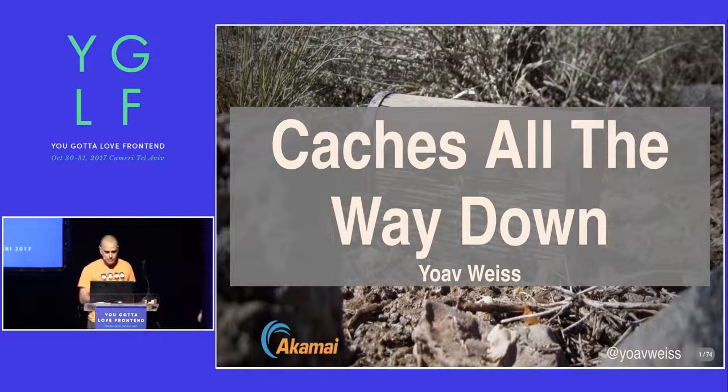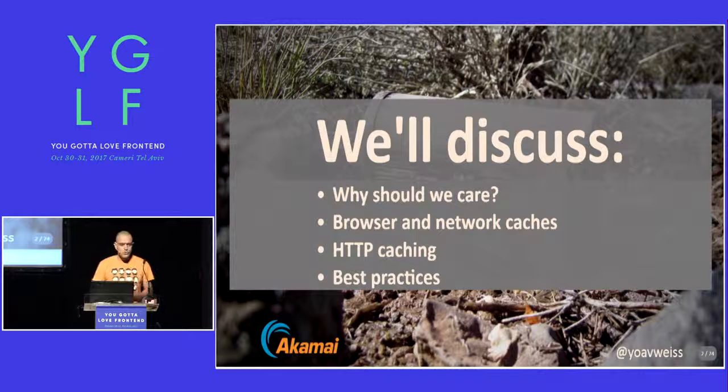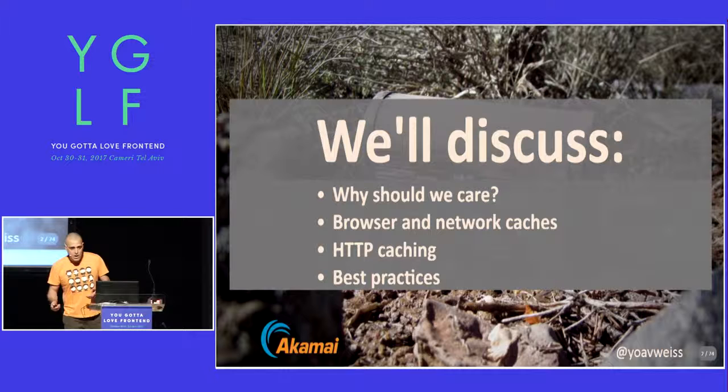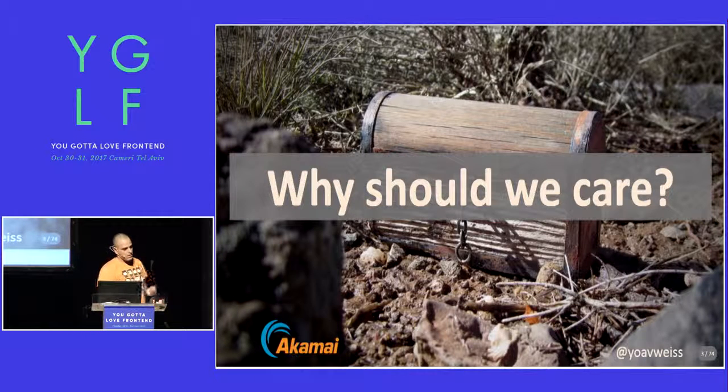So as part of that, we'll discuss why we as front-end developers should care about caching. What are the different browser and network caches that our requests hit on their way to the origin server? What is HTTP caching and HTTP caching semantics? And finally, some best practices. How can you apply that to your day-to-day job? But first, why should we care?